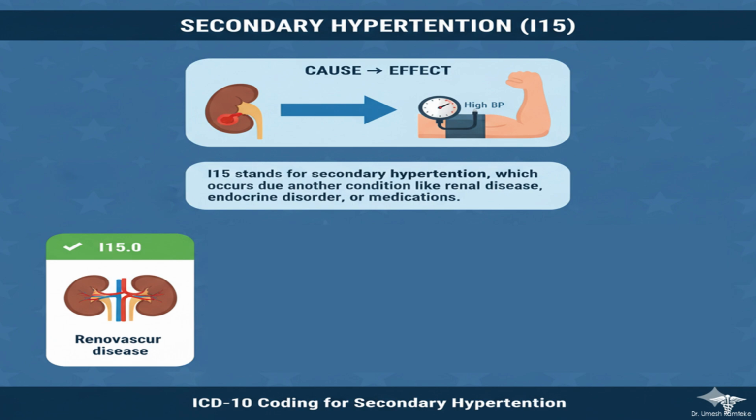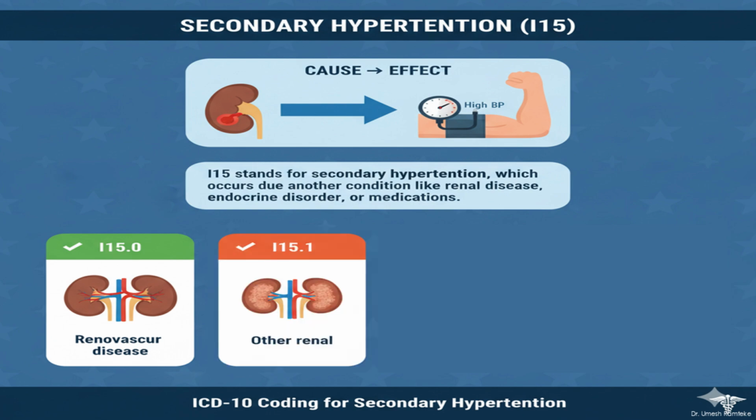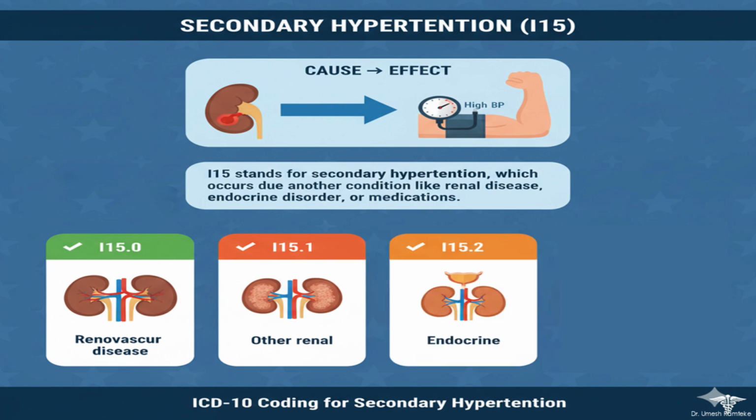I15.0 specifies hypertension due to renovascular disease like renal artery stenosis. I15.1 covers hypertension due to other renal causes, which includes conditions like polycystic kidney disease. Next, I15.2 is used for hypertension due to endocrine disorders. This includes conditions like Cushing's syndrome, hyperthyroidism, or primary hyperaldosteronism, where hormones directly influence blood pressure.